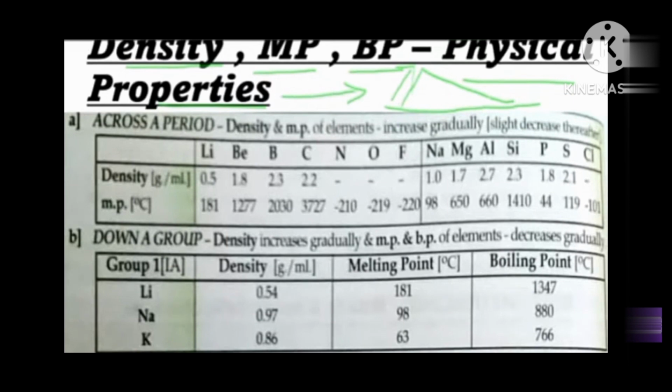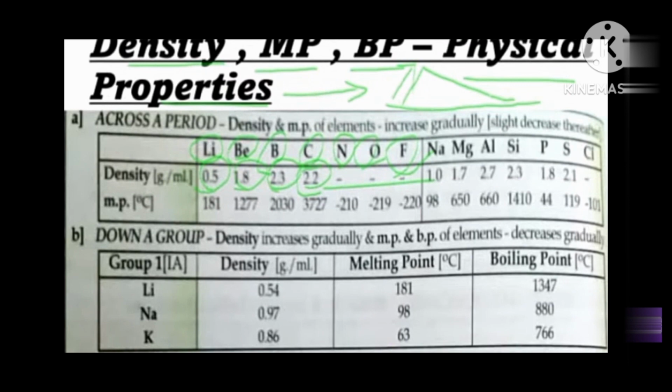Means left to right. So here you can see lithium, beryllium, boron, carbon, nitrogen, oxygen, fluorine. You can see here the density is 0.5, 1.8, 2.3, 2.2. Till here it is increasing. After that it has no density, so it has decreased totally.